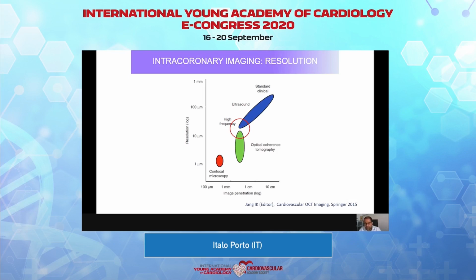So we use mainly two techniques based on ultrasound, which have a trade-off between resolution and penetration, and we use techniques based on light, which do not have this trade-off, but are in general limited in terms of penetration. More recently, high-frequency IVUS is bringing ultrasound-based techniques close to light-based techniques in terms of resolution.